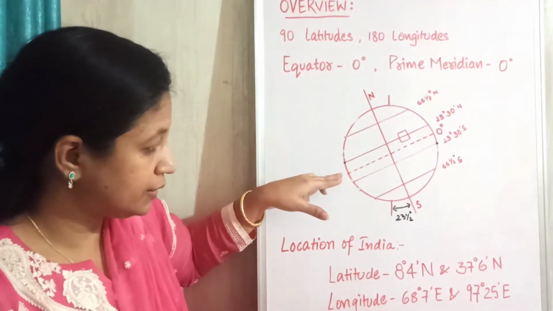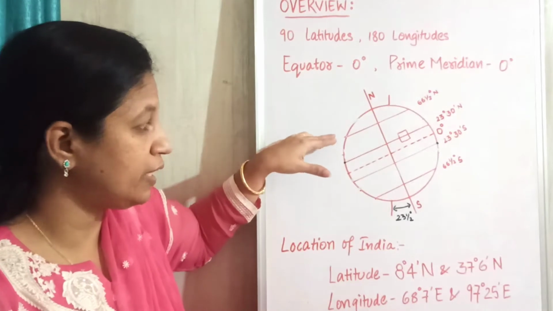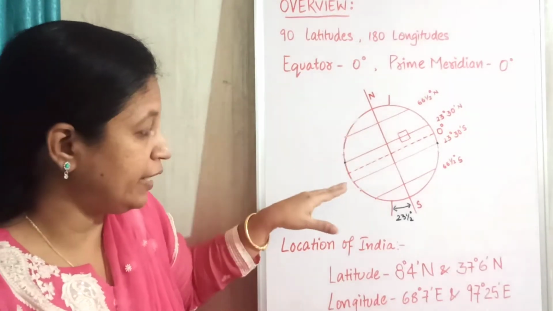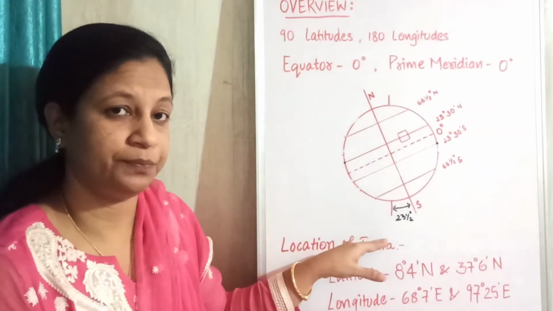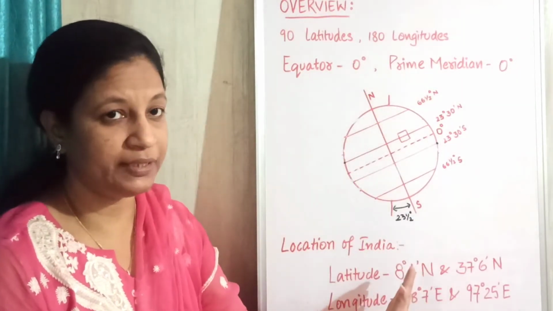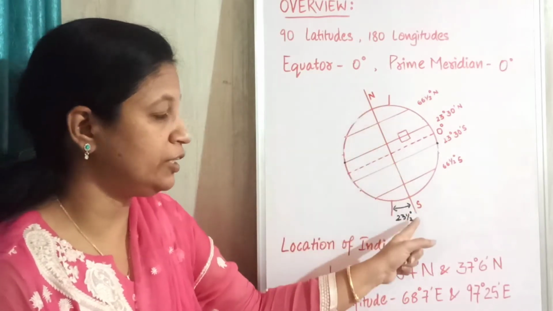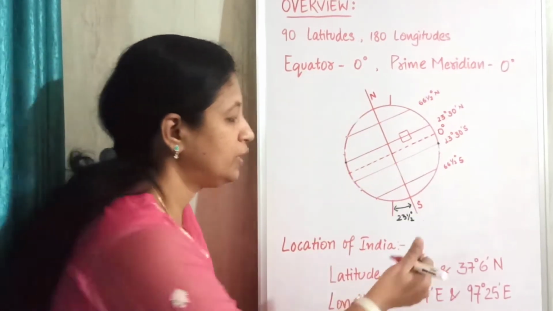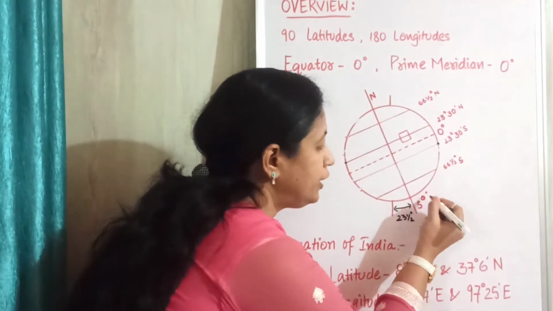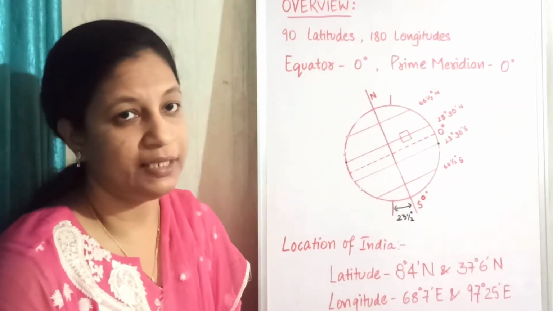Excluding this equator, we have 90 lines drawn on the above one and 90 lines drawn on the below one. The same way, now going to your long lines, the straight lines. This line is again your 0 degree, and this line is known as your prime meridian.